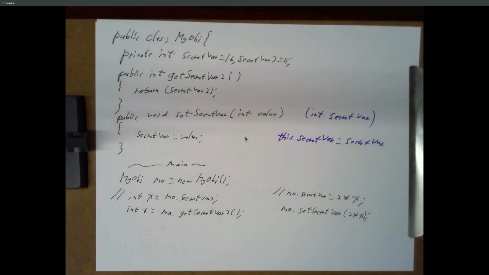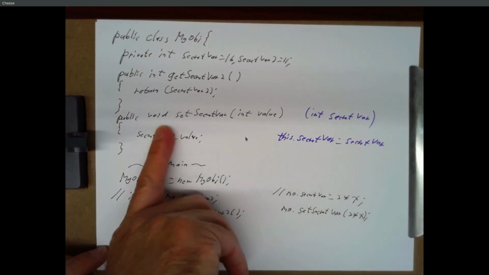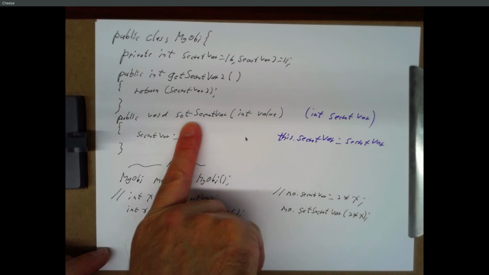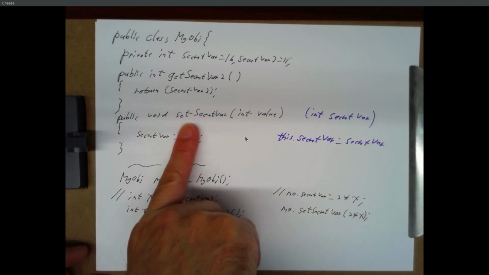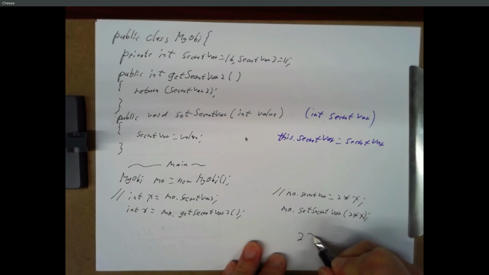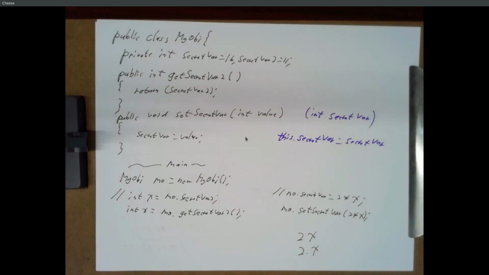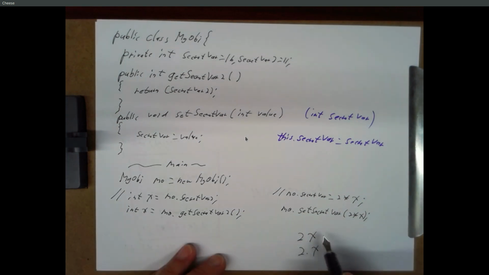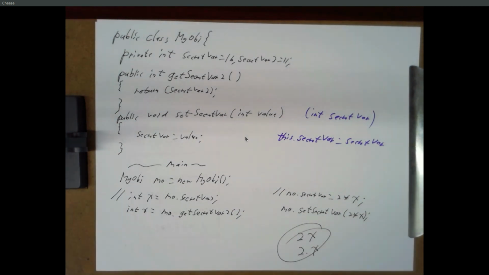All right, so nothing to print anywhere. No output produced by this. No need to assign x to the result of set secret var, because set secret var shouldn't return anything, etc., etc. 2x does not work, 2.x does not work. I didn't take off points for those because the compiler will tell you really quickly, but there's a star in the middle.